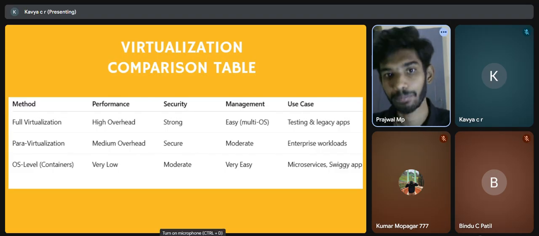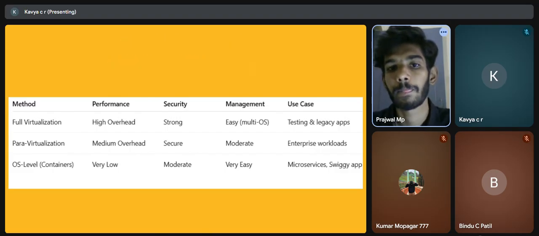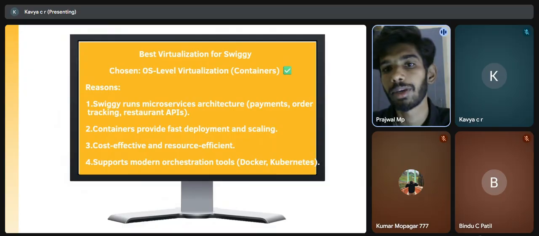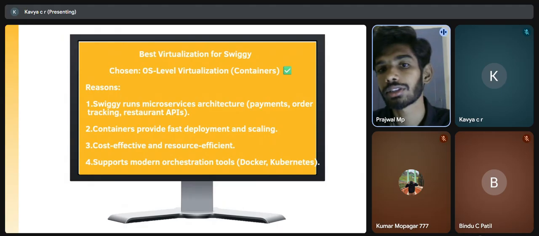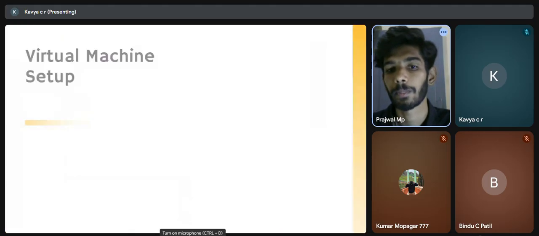Next slide. Best virtualization for Swiggy: choose OS level virtualization. Reason: Swiggy runs a microservice architecture. Containers provide fast deployment and scaling, are cost effective and resource efficient, and support modern orchestration tools. Next slide will be explained by Bindu.